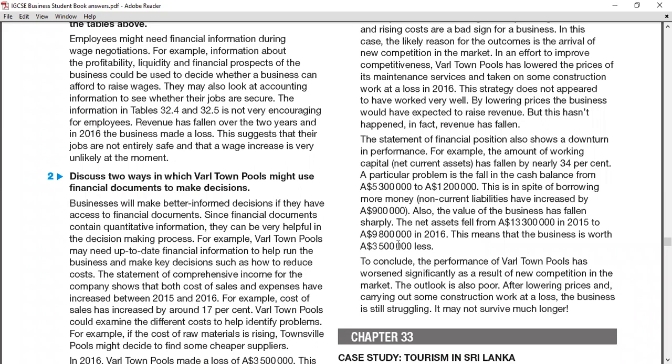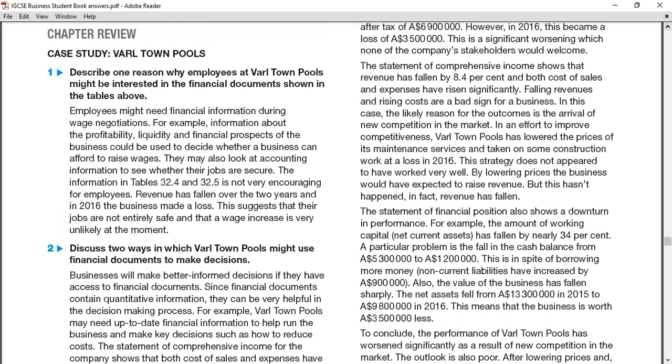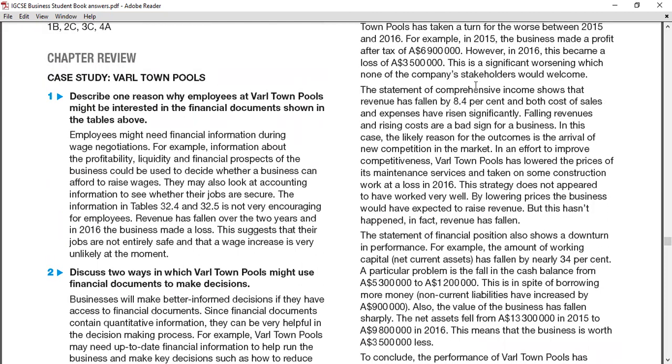So there's an equity section, a net asset section. The capital employed section has also gone down because of the loss making. The business is now worth 3.5 million less because of that. In one year, they had dropped 3.5 million Australian dollars. And in the income statement section, they have also given their gross profit margin and operating profit margin, right?